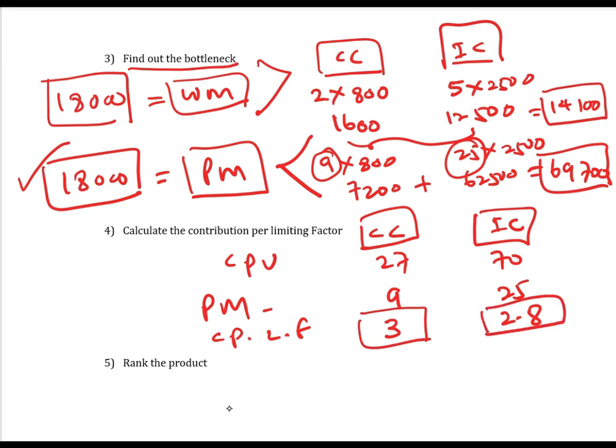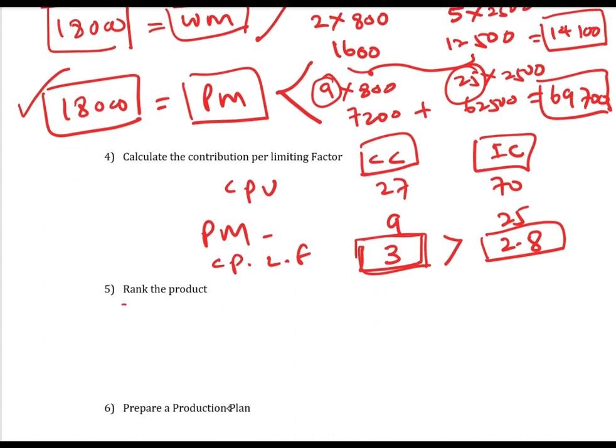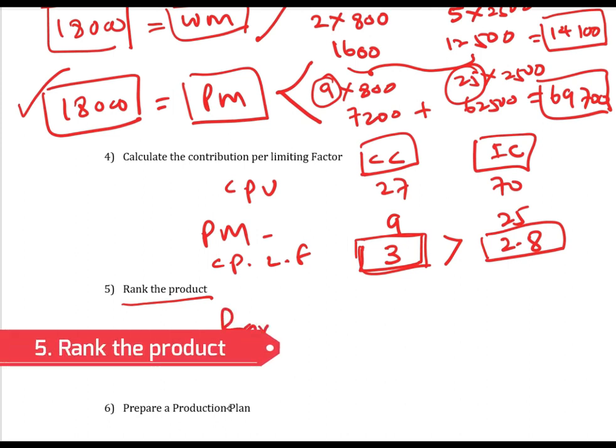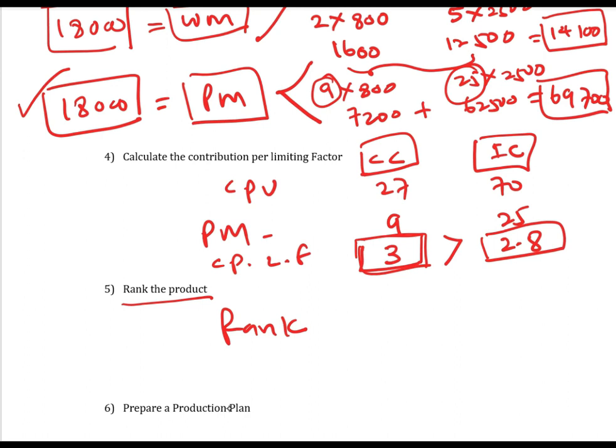As far as CC is concerned, CC is producing more value than IC. The contribution per limiting factor is greater for CC than IC. So the next step is to rank the products. Since CC has the highest contribution, we need to produce CC first, and IC we produce based on the remaining capacity.